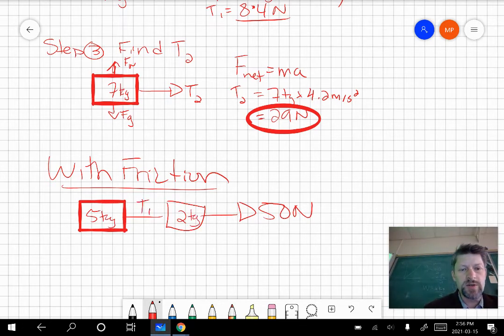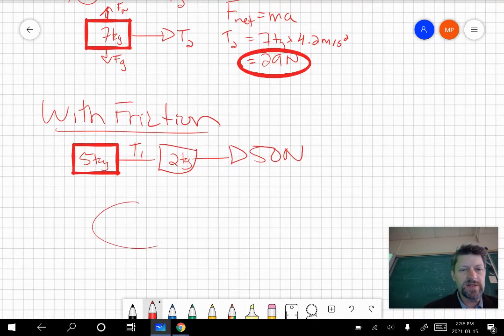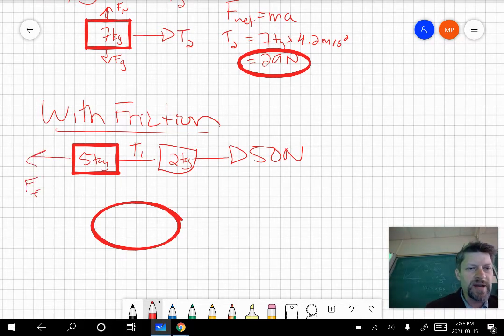This is the tension that we're going to try and solve for. I could just call it T this time because there is only one tension, but we'll call it T1 just because. Your first step is the same as before. Find the acceleration of the system. Oh, and this time we do have some friction going backwards. So I'm going to make sure I include that.